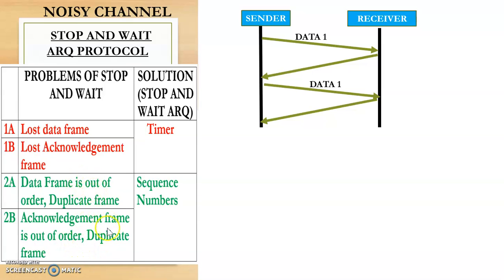In order to solve these problems of stop and wait protocol, this stop and wait ARQ protocol will have sequence numbers for the frames so that the frames can be easily identified. Using the sequence numbers, the receiver will know if the frame is a duplicate frame or if the frame is out of order.